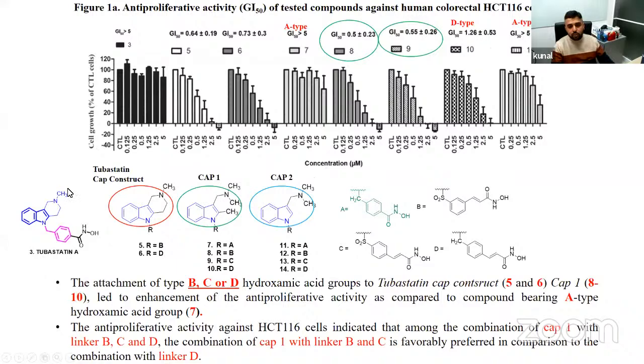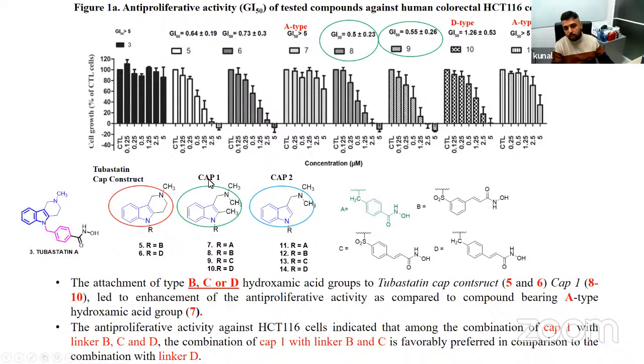Yes. If you just see, this is the structure of tubastatin. This compound was not active against the colorectal cancer cell line. But when we changed the linker, this part, when A was changed to B and B, it got activated. Just see, compound number 5 is active, compound number 6 is active.